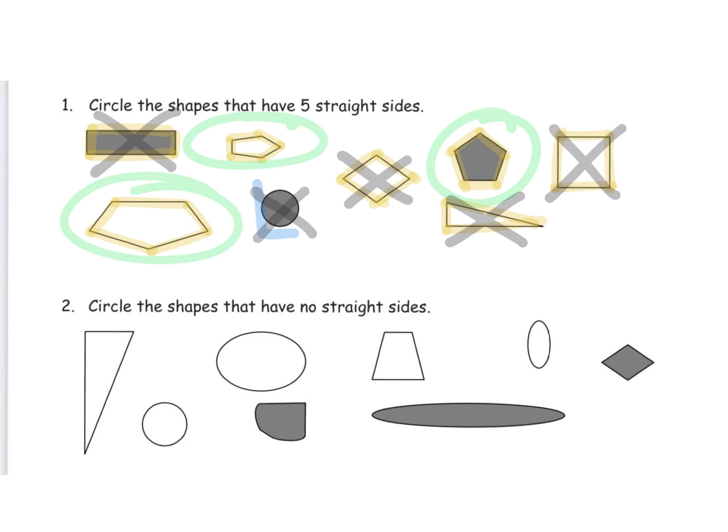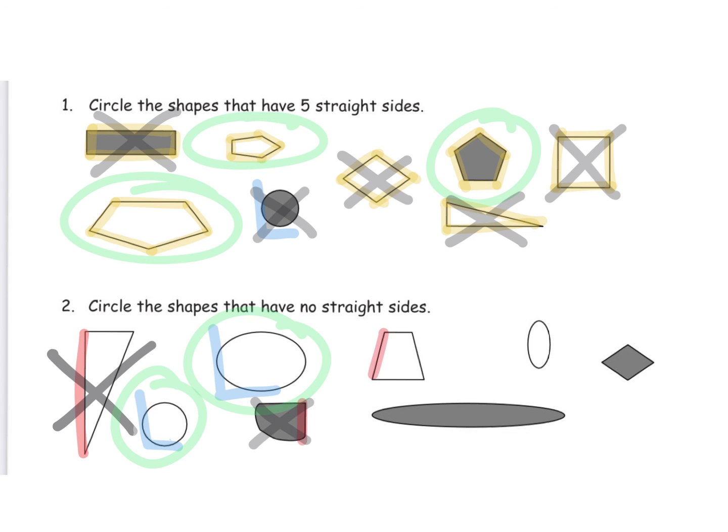The last piece I'm going to work on with you guys is circling the shapes that have no straight sides. So our first shape right off the bat has a straight side, so we can cross this one out. Our next shape has no straight sides, so we can circle this one. Our next shape has no straight sides again, so we can also circle this one. Our next shape has a straight side, so we can cross this one off. Our next shape has a straight side, so we can cross this one off.